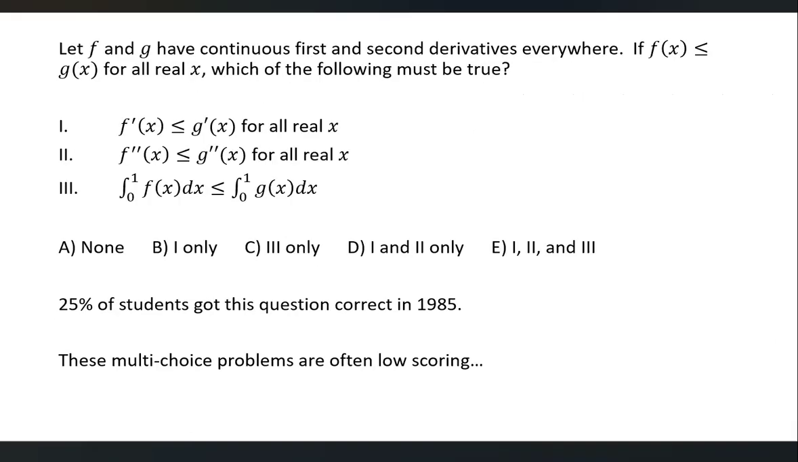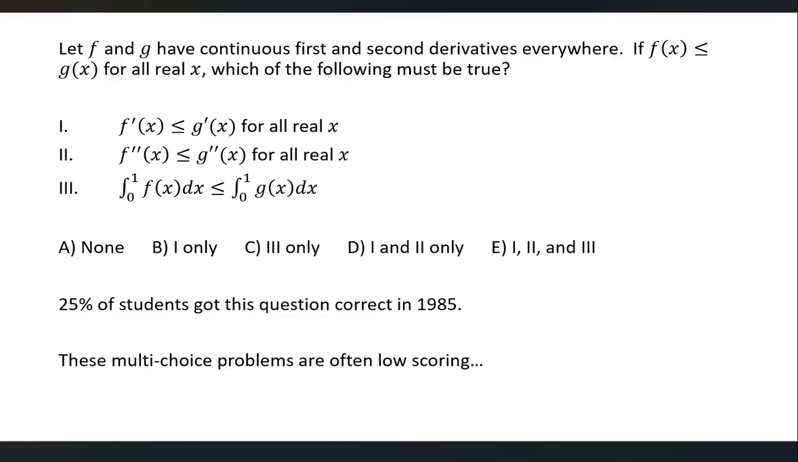Number 2 in the slide set, for these multi-choice problems, they're typically low scoring, especially if they're very conceptual. So this is probably why it was not so good scoring, okay? 25% of students got this right in 1985, okay? So let's see what it said.